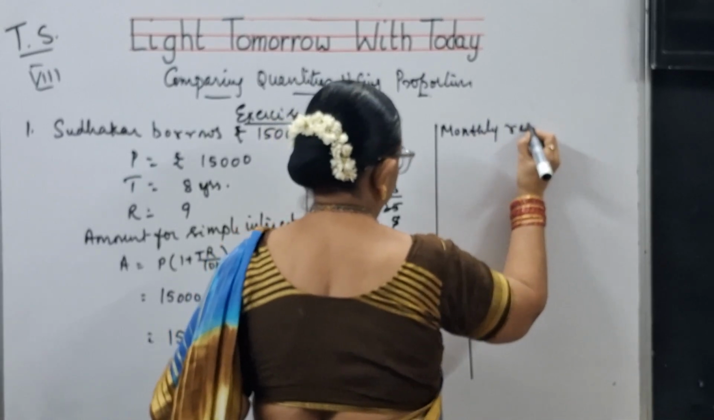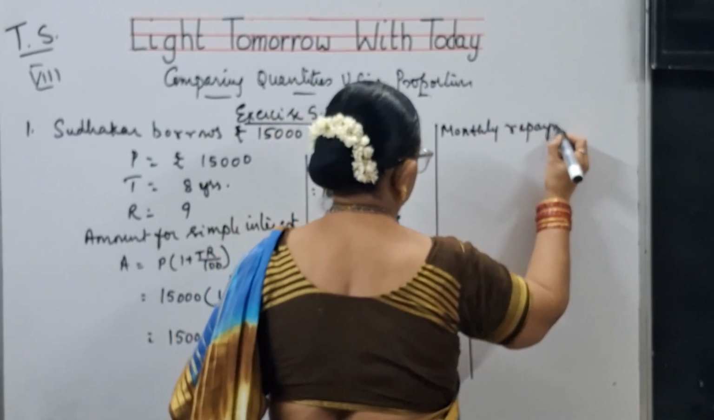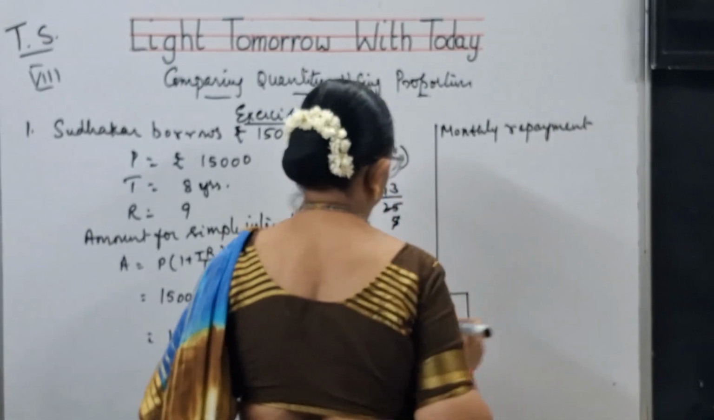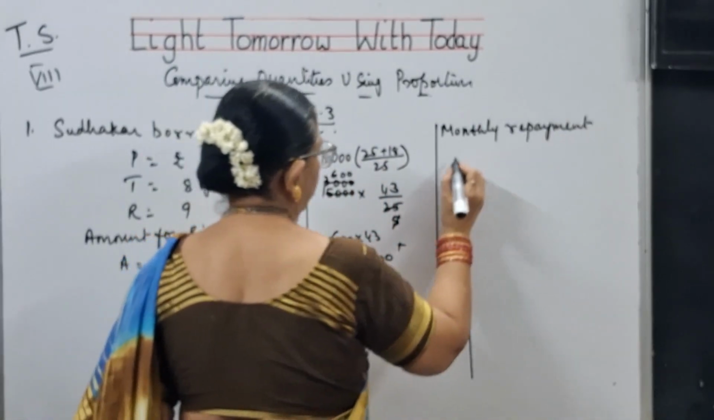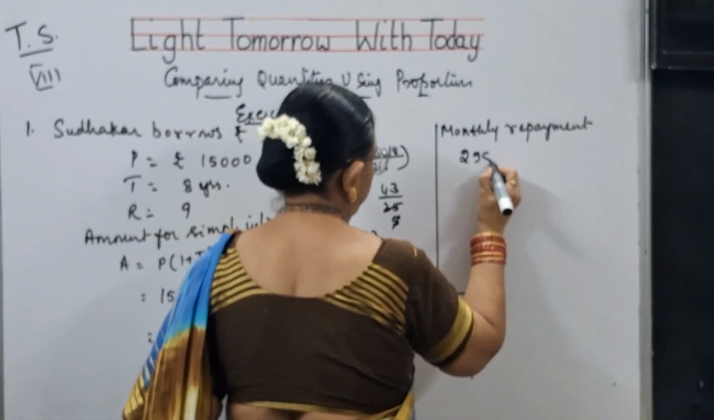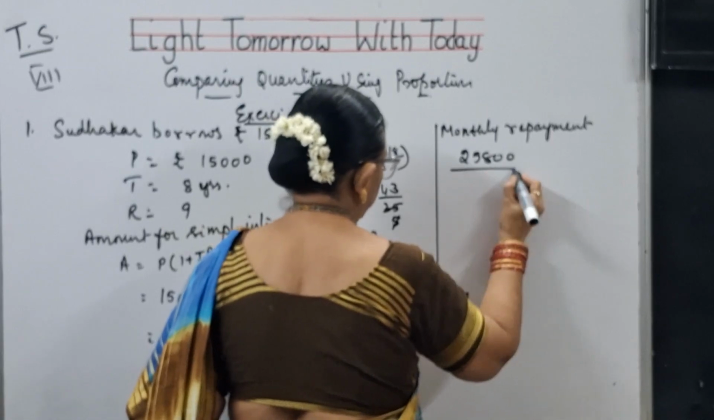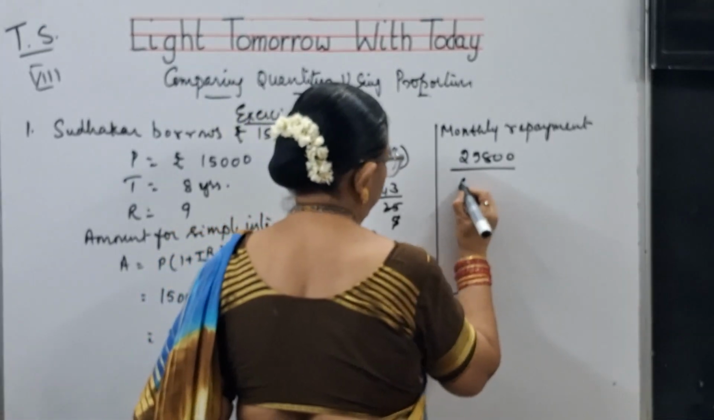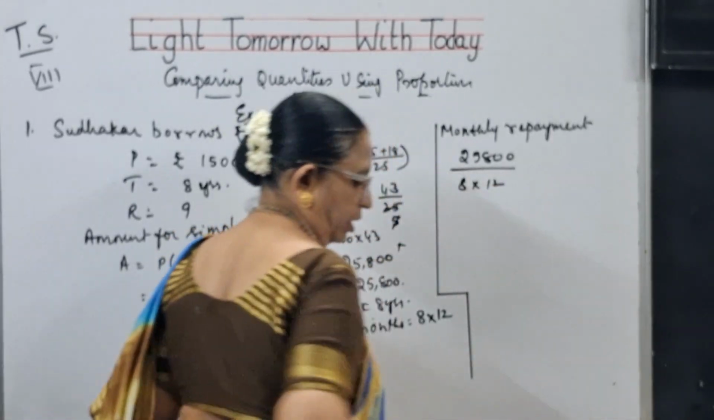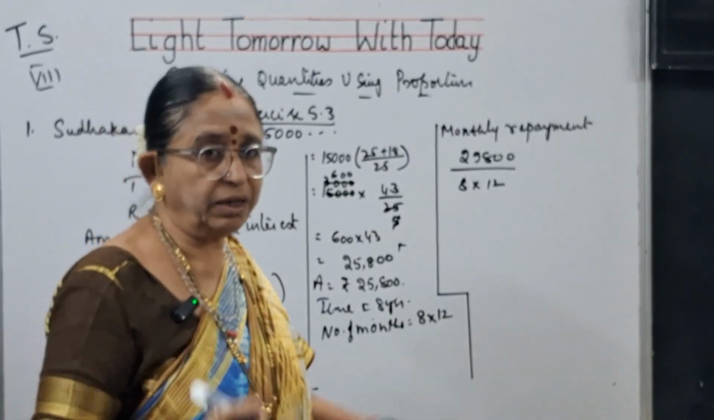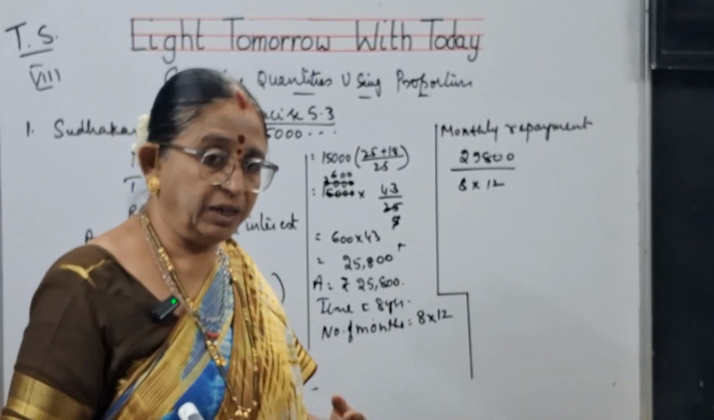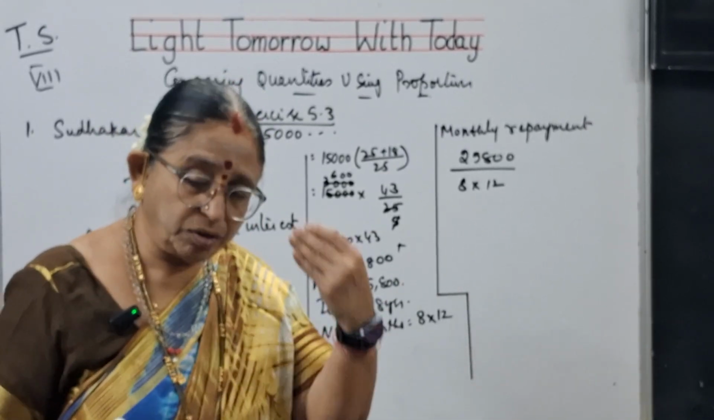Monthly repayment. How will you get monthly repayment? Total amount, that is 25,800, should be divided by 8 into 12. 25,800 is the amount for 8 years. 8 years into 12. Why?